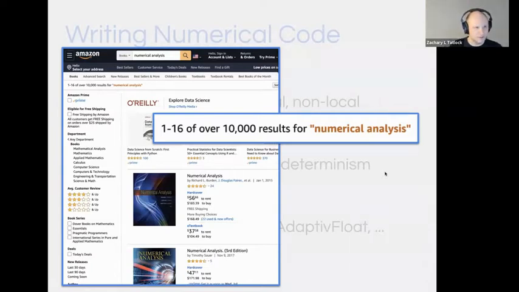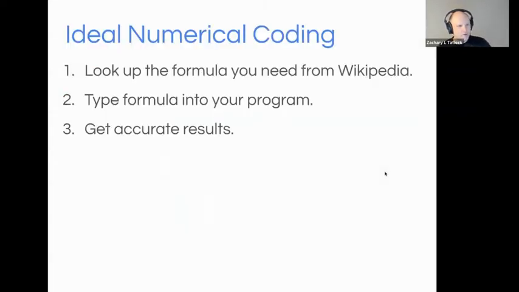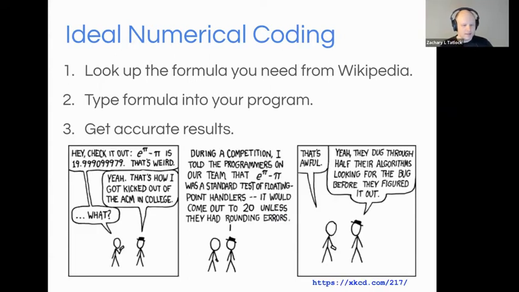But not to fear, if we go to Amazon and look up numerical analysis, we see there are over 10,000 results on how to write numerical code. So surely by now we can live in this ideal world where our intrepid programmer, who's some kind of scientist or engineer, has a formula they need to implement in their code. They go to Wikipedia, they find the formula, they type it in, and it just works. Well, we all know that's not the world we live in, unfortunately. And of course, sometimes the error is just because you made a mistake. So, floating point math, even when it's right, can still look wrong. And there's a funny XKCD to that effect. There's a link and the slides will be up after the talk.